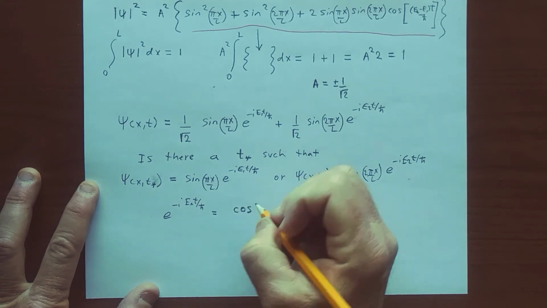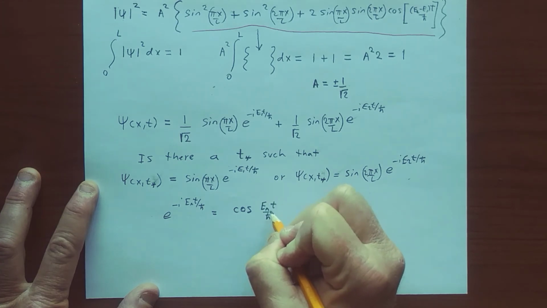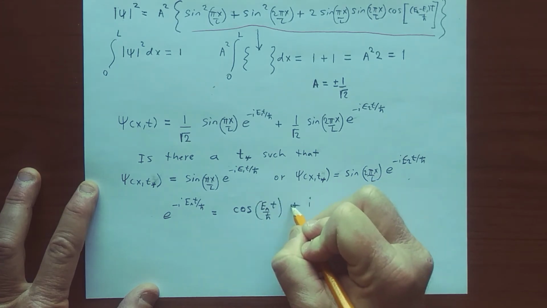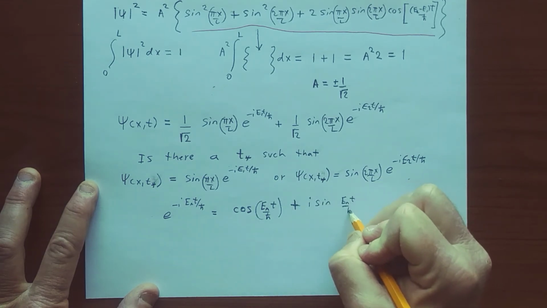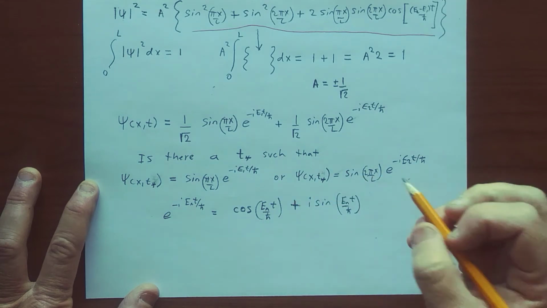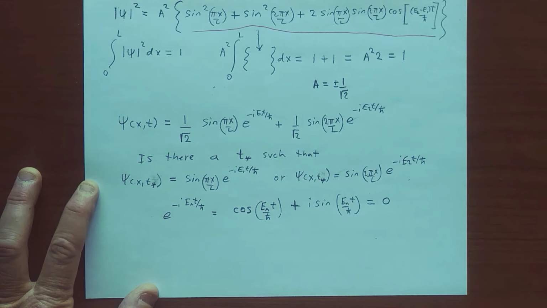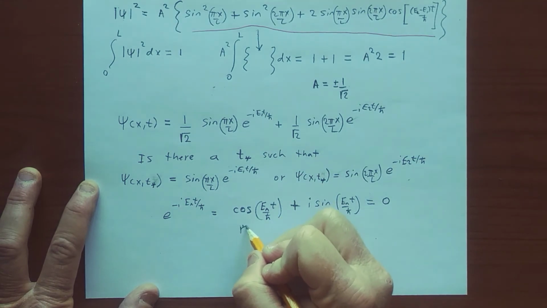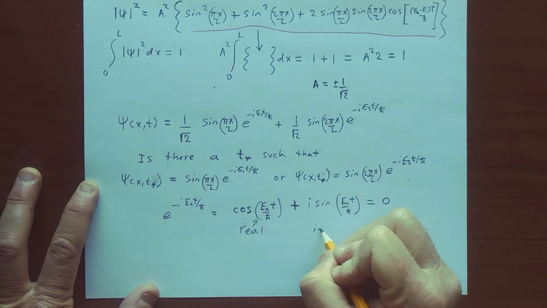Well, it has a real part, right? A cosine of E_n t over h bar plus i sine of E_n t over h bar. And what we're saying is that for one of these, we would have to get this going to 0. But notice, as we pointed out, that this is the real part, and this is the imaginary part.